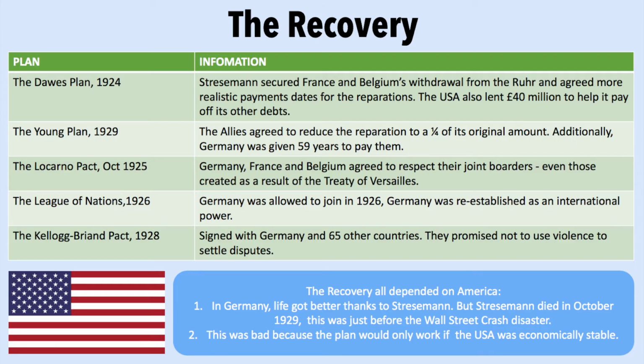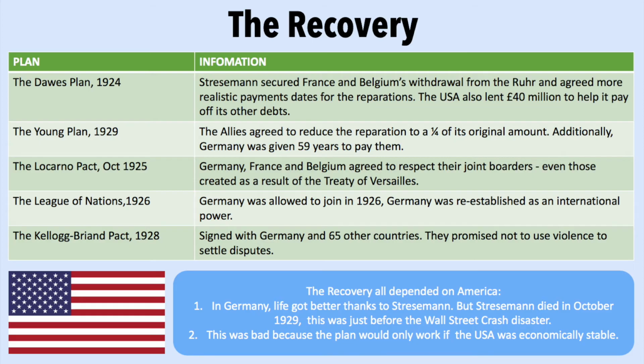The Dawes Plan was signed in 1924. Stresemann secured France and Belgium's withdrawal from the Ruhr and agreed on more realistic payment dates for the reparations. The USA lent Germany £40 million to help pay off the other debts. The Young Plan was agreed in 1929. The Allies agreed to reduce the reparations to a quarter of the original amount, and Germany was given 59 years to pay them.